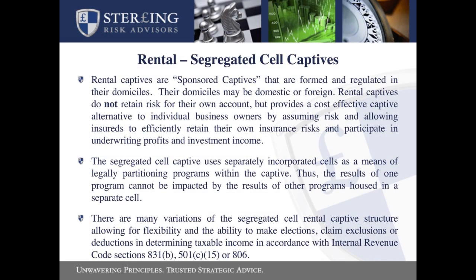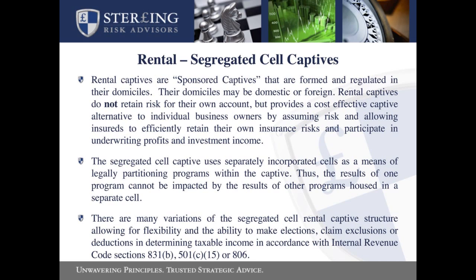This is a little bit about rental captives. They're formed and regulated in their domiciles. They don't retain risk for their own account, and that's an important factor because a rental captive has to be fully secured. Whatever risk they assume, they have to either have cash or letters of credit to back that up, so that they never have their capital and their surplus at risk.